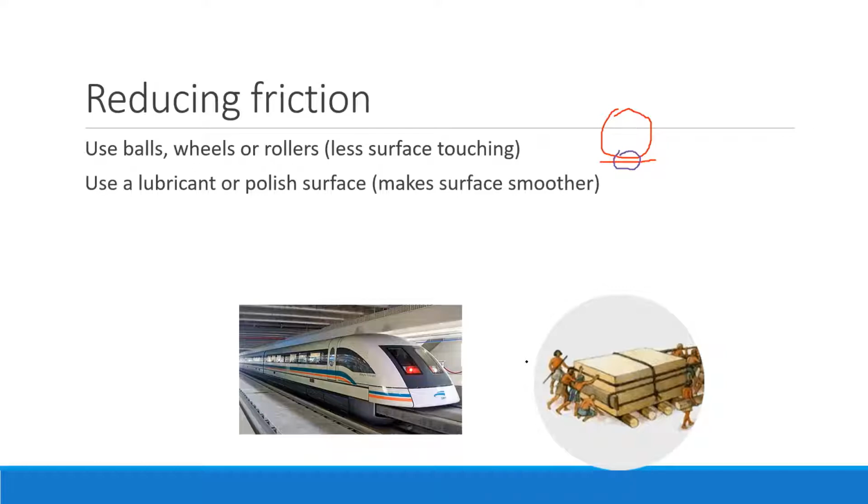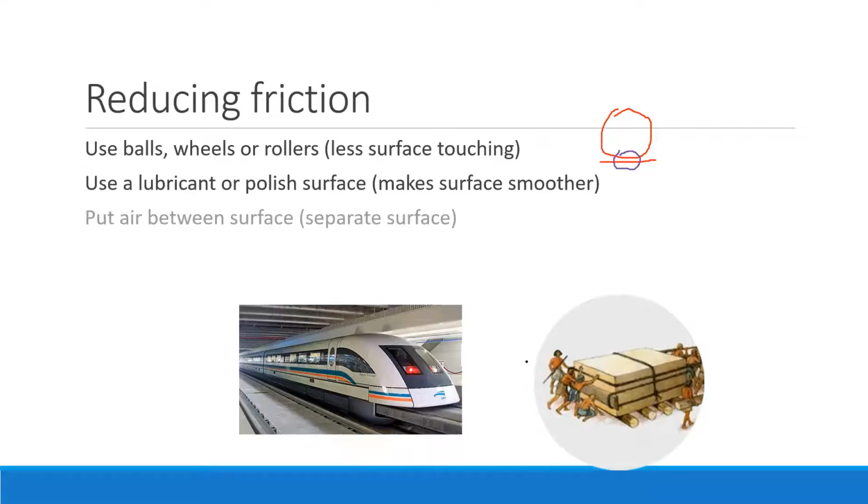Lubricant or polishing the surface. If we make the surface smoother, then it's going to reduce the amount of friction. Remember, friction is caused by the roughness. The rougher the surface, the more friction there is. So if you can make it smoother, then that's better.